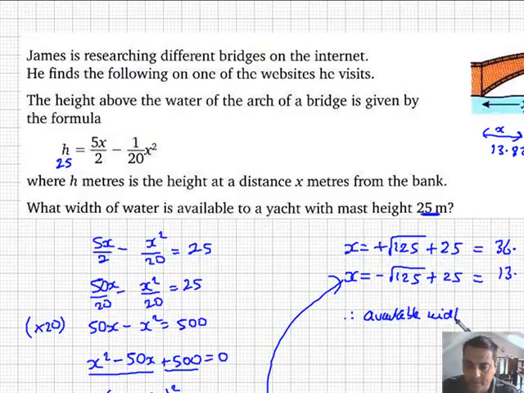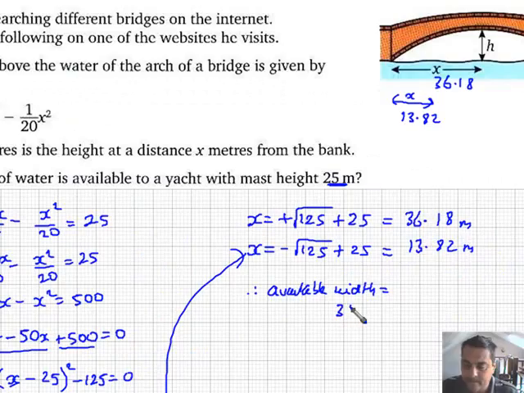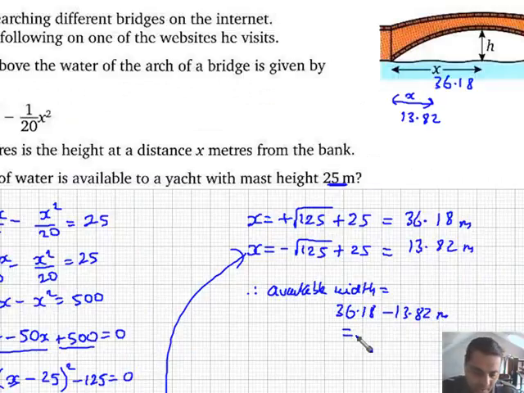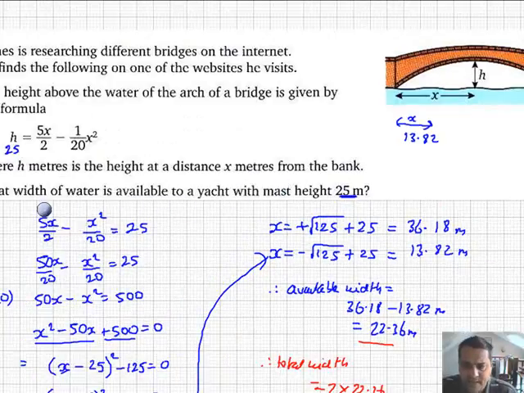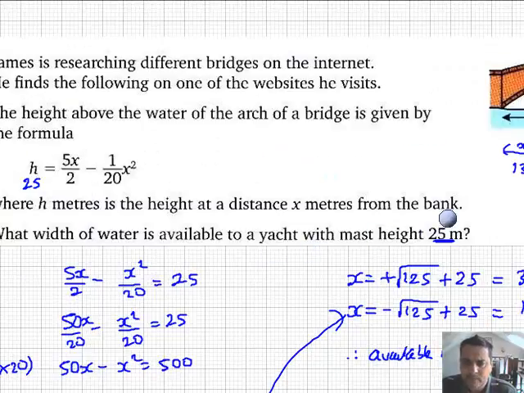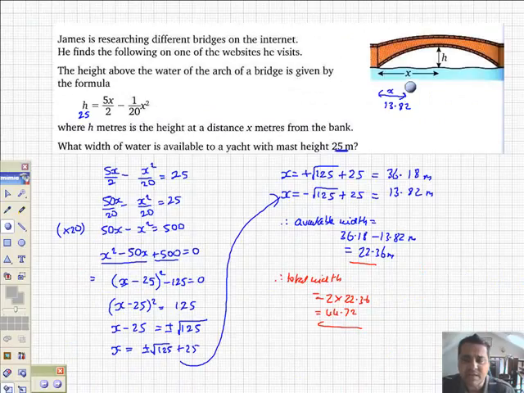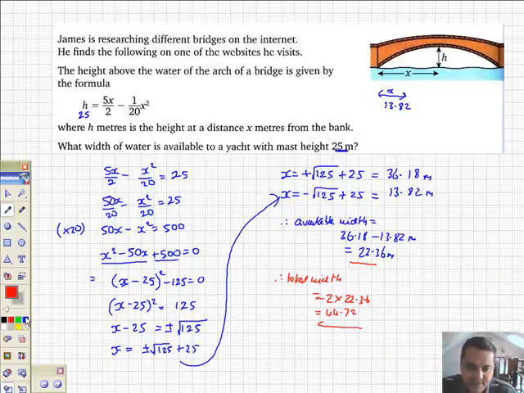Therefore the available width is going to be 36.18 take away 13.82 meters. That gives me 22.36 meters. But look, the mast is, does it say mast here? Yeah, the height of the mast is 25. It doesn't mean that the maximum height of the bridge is 25. So what I've really calculated is this.